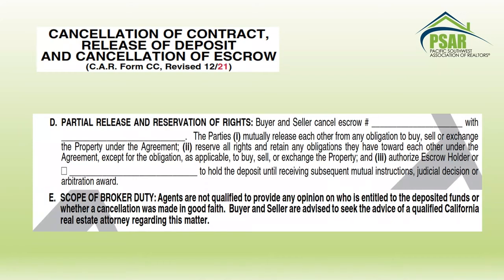Okay, this is the important part for everybody to say. The parties mutually release each other from any obligation to buy, sell, or exchange the property under the agreement. That is key to answer that question. Can the seller go close escrow with another buyer? Okay, there's always been that, well, they can, but technically there's a legal argument that they could go after them. So with this mutual release, that removes that legal argument. So that's why CAR put it in there.